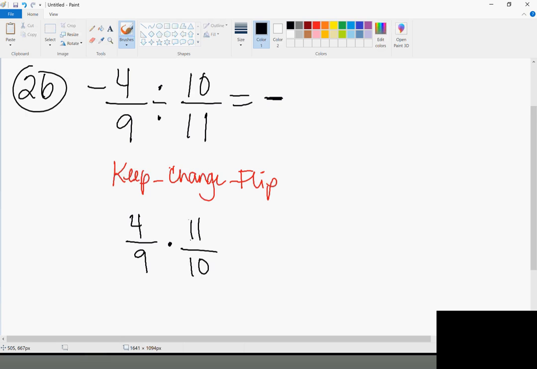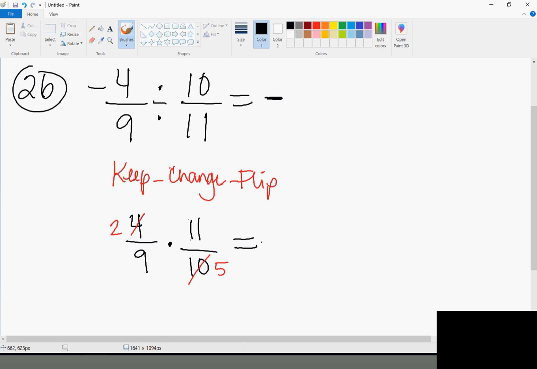Now, I personally find that it's easier to simplify and reduce at this stage before we multiply together. So we look at the top and the bottom. Like 4 and 10, they have a common factor of 2. 2 divides into 4 2 times. 2 divides into 10 5 times. Okay, 9 and 11 don't have a common factor. So now I can go ahead and multiply.